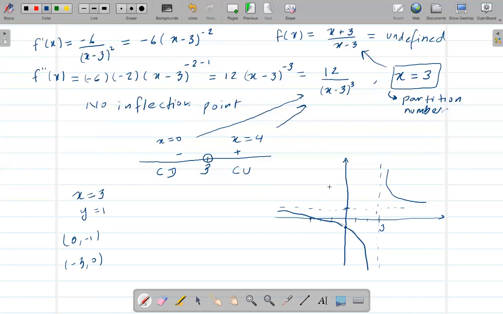And yeah, that's all I want to talk about for this problem. And also you can write concave down interval, which is negative infinity to 3, and concave up interval, which is 3 to infinity.